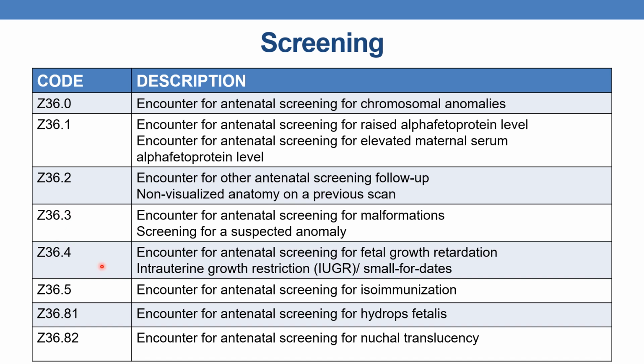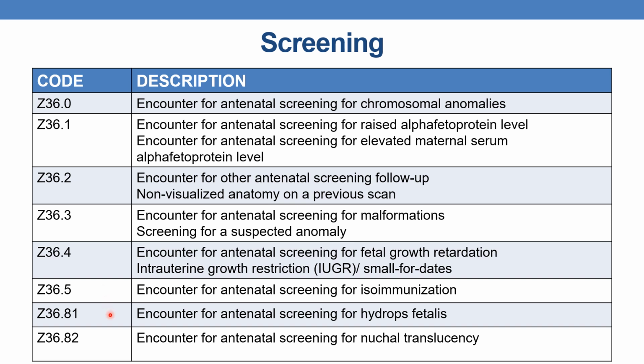The next is Z36.4. It deals with encounter for antenatal screening for fetal growth retardation or intrauterine growth restrictions, or whenever the fetus is small for days. In that case also you need to code Z36.4 for the encounter for antenatal screening for fetal growth retardation. The next is Z36.5. Encounter for antenatal screening for isoimmunization.